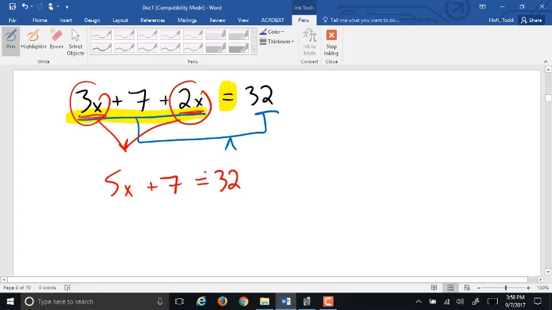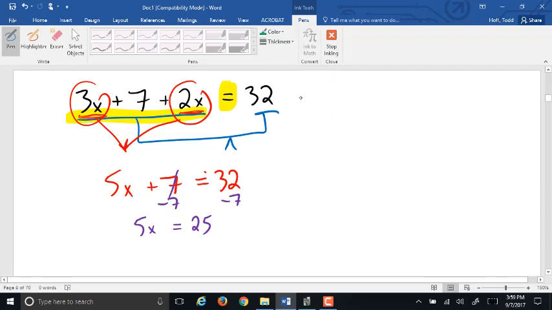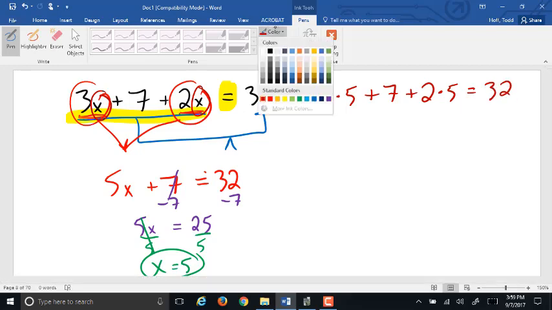Now it's just like the ones we just worked on. What do we have to do next? Subtract 7. 5x equals 25. And then divide by 5. So x equals 5. Good. Now we can go back and put that in and make sure this works out. So 3x becomes 3 times 5 plus 7 plus 2x will become 2 times 5 equals 32.